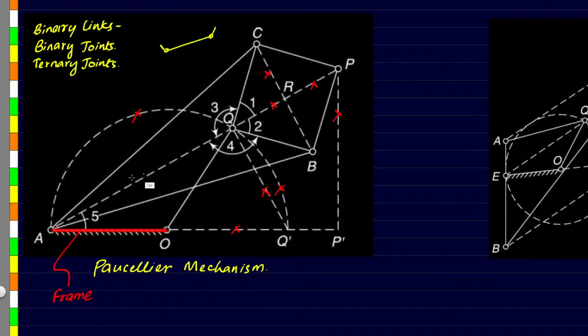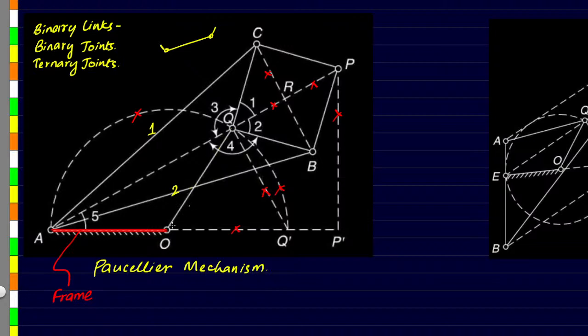Right. So if you count here, how many links are there which are binary? You can see AC is one link, which is binary. Then AB is another link, which is binary. Now here, this is not a connection. The two links are overlapping, but they are not making any connection. You should not count this.